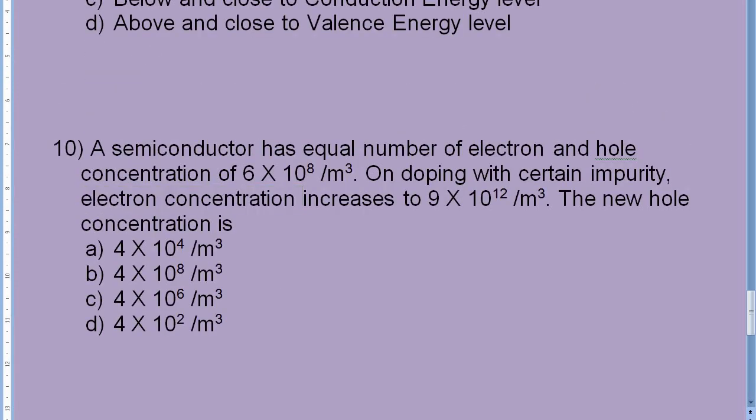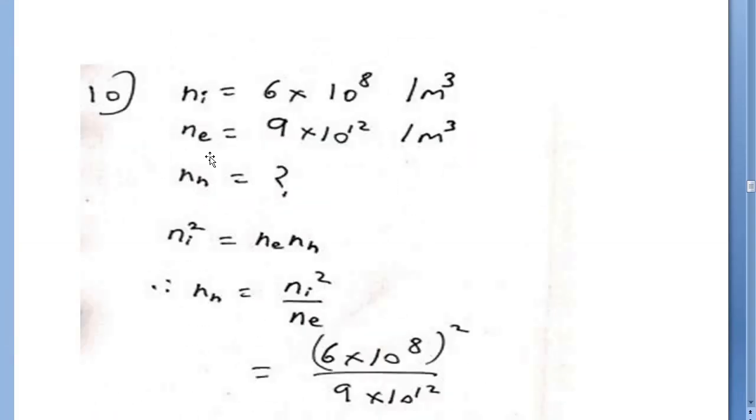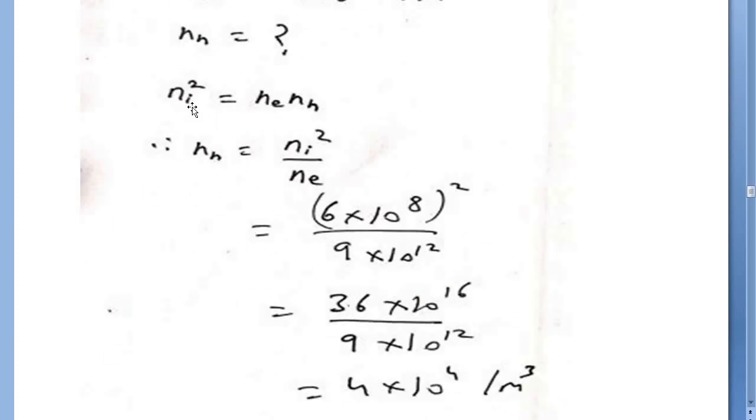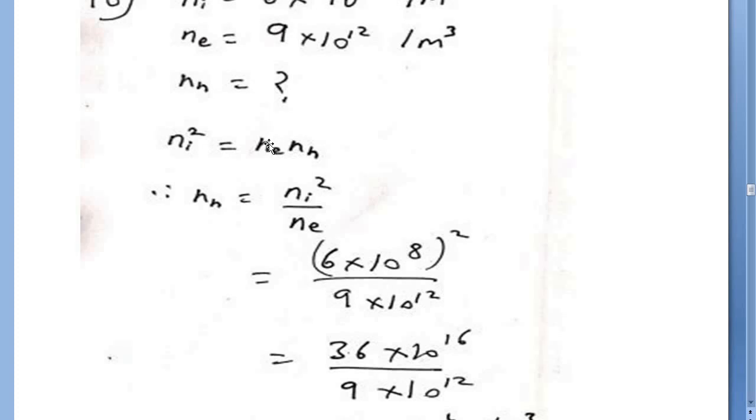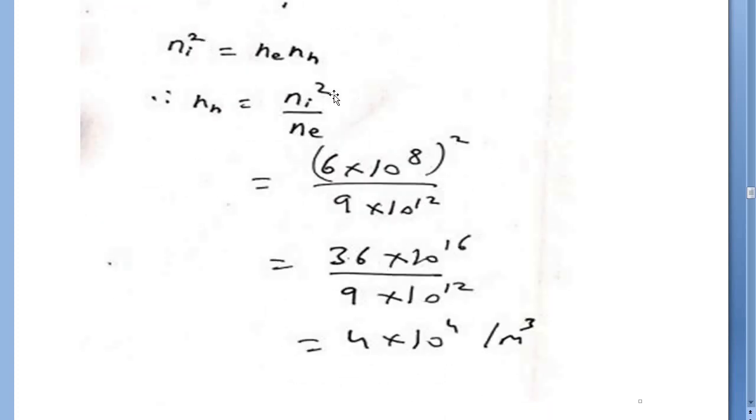Here we'll see the formula. In the solution, Ni is given, and Ni is the same for both. We are adding an impurity, so the electron concentration becomes 9 into 10¹². This is the formula: Ni square equals Ne times Nh, where Ne is the electron concentration and Nh is the hole concentration. Ni is given, Ne is given, and we want to find Nh. We substitute the values and finally we get 4 into 10⁴ per meter cube.